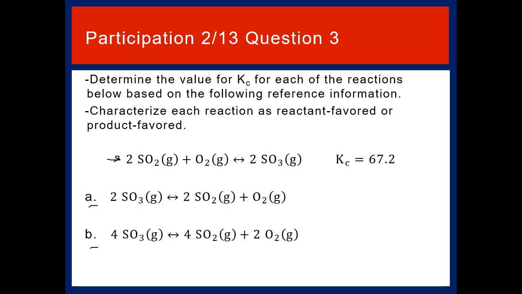2 SO3 gas becomes 2 SO2 gas and O2, and then 4 SO3 gas becomes 4 SO2 gas plus 2 O2 gas. This is the third question on participation 213, due Friday, February 13th at 11:59 p.m. over on Blackboard. Link to the assignment is right below the document where there are the links to these videos. Again, determine the value of Kc for each of the reactions below based on this reference data. I also want you to characterize each reaction as reactant favored or product favored.